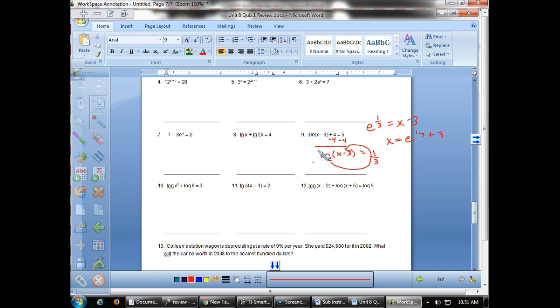Yes, Seth? Will you have a copy of the key that I can look at? Yes, there's one. Well, actually, I have it right here. Sure. Okay, another one? Yes.